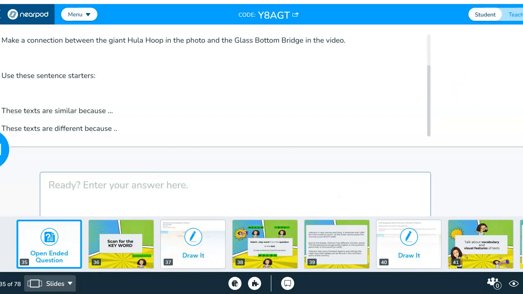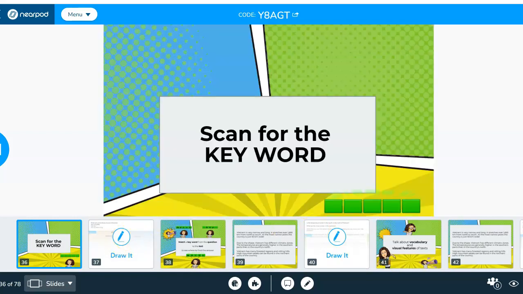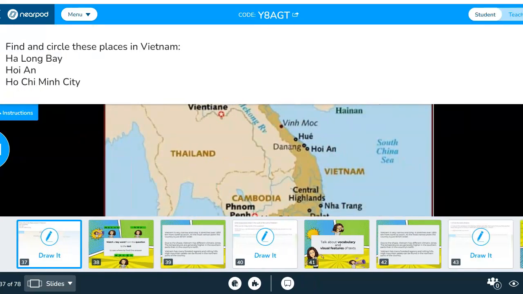So again, the same type of routine. Each lesson we go in to scan the keyword. Where's Wally is a really good brain break game that's a really good idea to play with the Draw It tool. They really love that. And for these types of things, I say this is like Where's Wally, but with words, keywords that you have to find in here. So find and circle these places in Vietnam, and they do that.